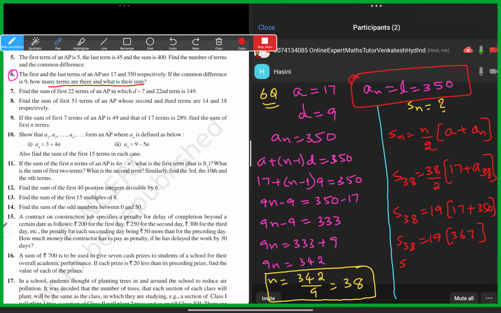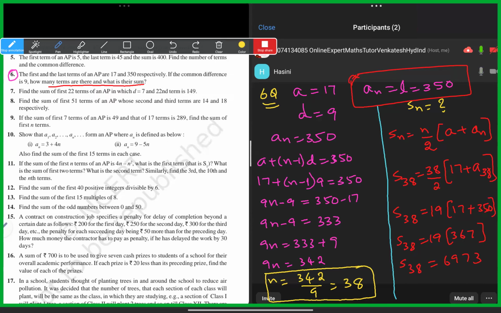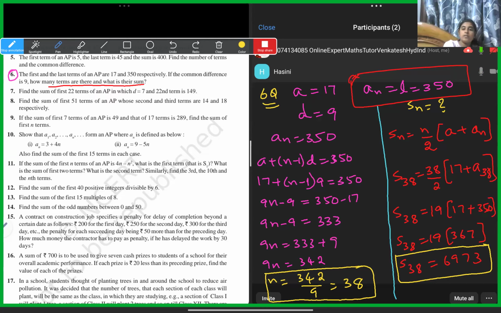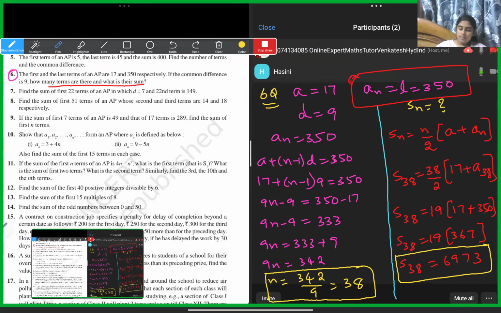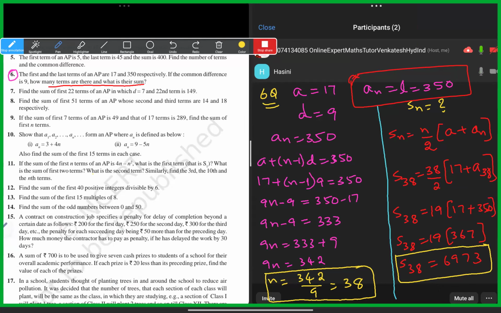6973. So indirectly the sum of n terms we also found. They said sum simply, but we should understand n. Ask me, just for confirmation, once you check the back answer: for the sixth question, n is 38 and S38 is 6973. Yes, sir, correct. Okay, so shall I delete it, Asmi? Yes, sir.